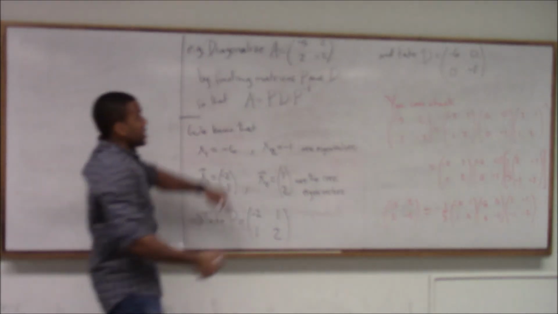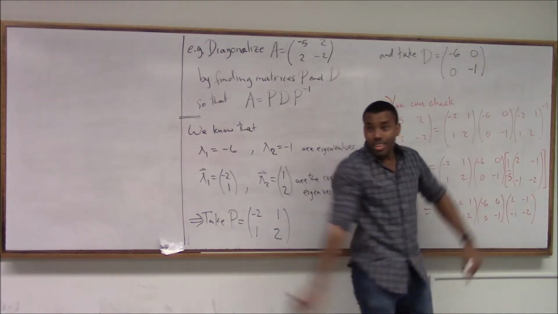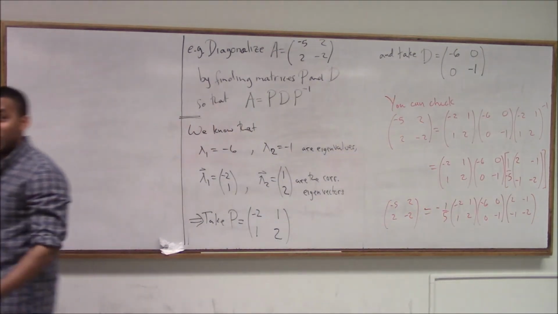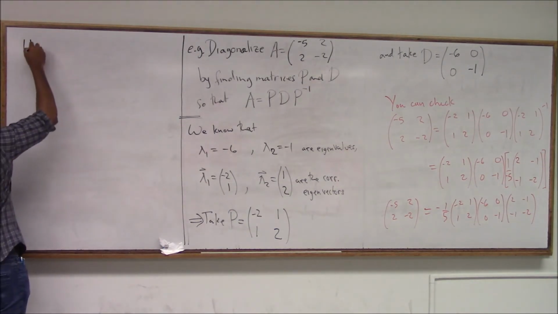And you can even try to look. Notice that the trace of this is minus 7, the trace of that is also minus 7. A lot of things will be the same. You'll be surprised. Anyway, so here's an application of this.